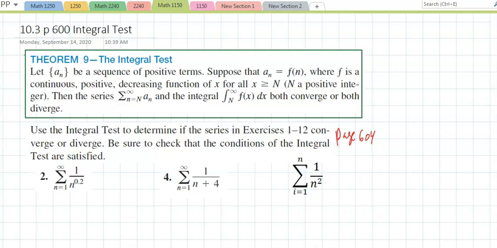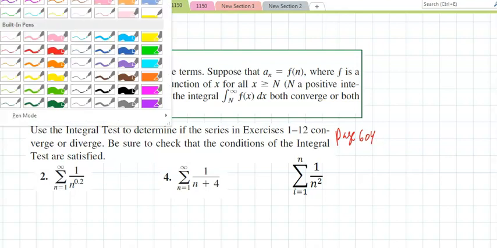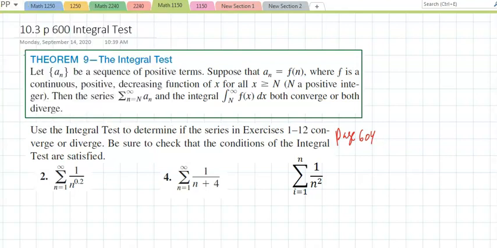Alright, section 10.3 is on page 600, talks about the integral test. The integral test is nothing more than our traditional integration. There are a couple of properties you need to look at.